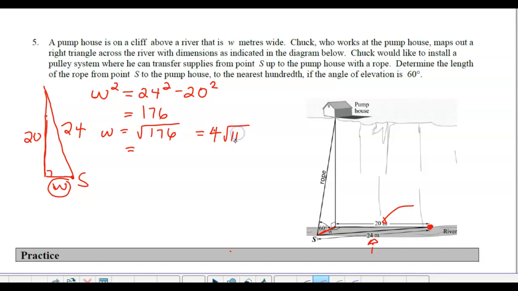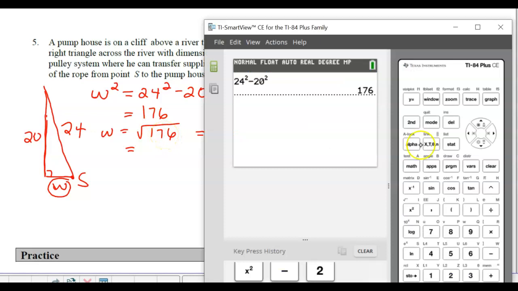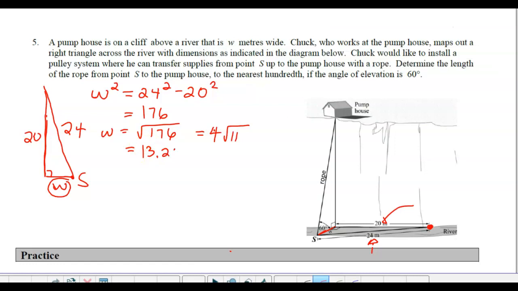Okay, now do you have to show it like that? No, not for this question. But in the final exam where we put things together, maybe there'll be two parts to it, right? But in this case, we can just leave it like that, or we can find the decimal form. So root of 176 is 13, again, don't round, so 13.266, at least 3 decimal places. Okay, so we've got W.